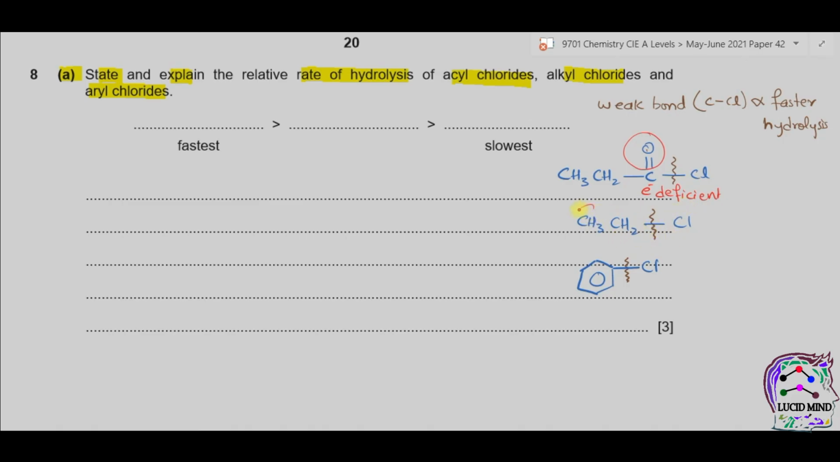In the second one, the alkyl group is electron donating in nature, so it donates its electrons to this bond, and therefore this bond becomes stronger. In the third one we have benzene along with chlorine, so the lone pairs on chlorine get delocalized into the benzene pi electron system, and due to that this bond becomes even stronger. The strongest bond is the slowest, so aryl chloride is slowest. The fastest rate will be observed for acyl chloride, and alkyl chloride is in between.